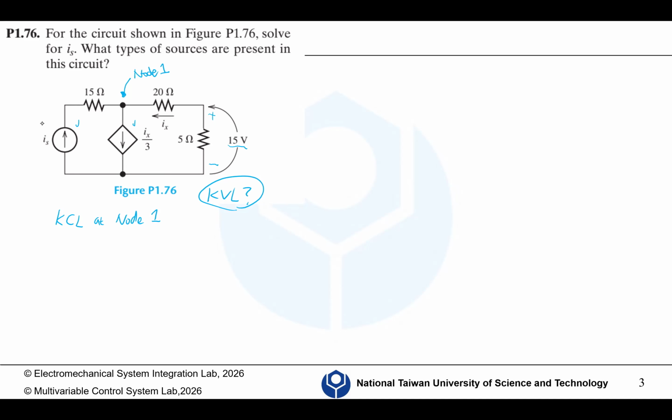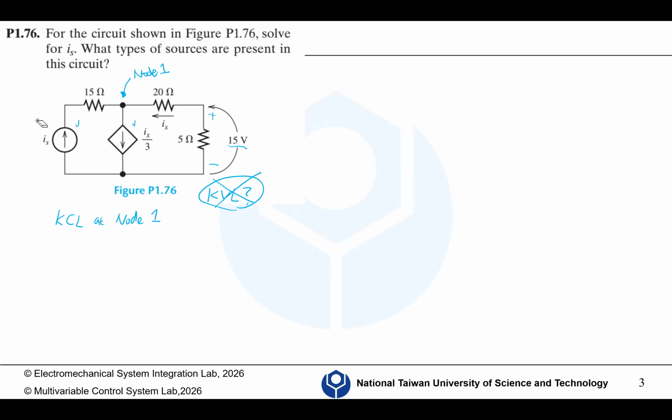Why not KVL? Because we don't know the voltage difference. We don't know the voltage across this current source, and we don't know the voltage across this dependent current source. So it's too many unknowns, and we don't want to increase the number of unknown variables. So no KVL for this.